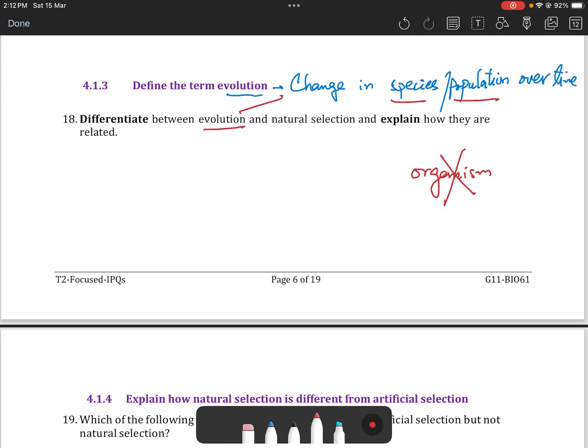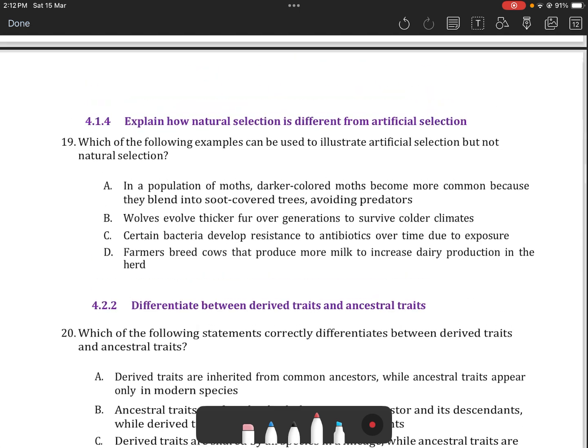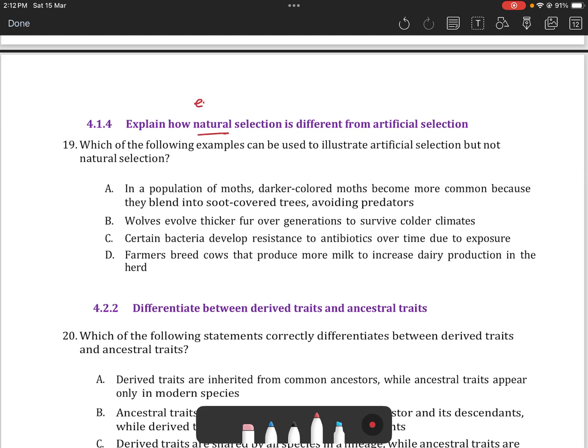Differentiate between evolution, which we just defined over here, and natural selection. Natural selection is basically a mechanism that leads to evolution. So basically this is a mechanism, this is a part of the process. Okay, next, explain how natural selection is different. Natural selection is basically by nature, and here we consider environment as nature. Artificial selection is by humans, by scientists, by farmers, by breeders, anything that is related to man or human will be considered as artificial selection.